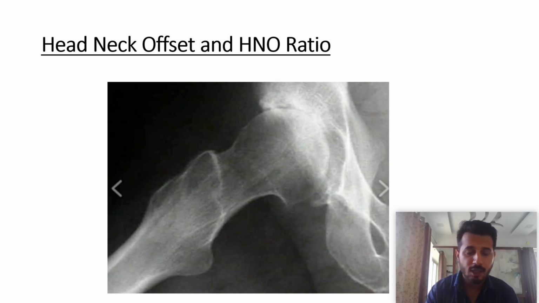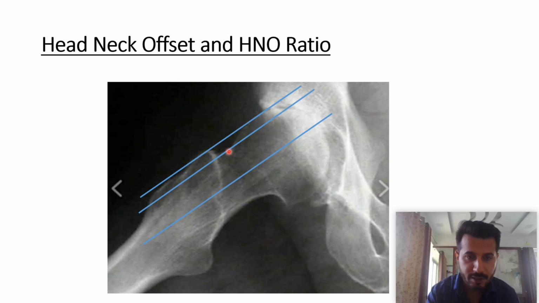Now for the head neck offset and the head neck offset ratio, I'll draw line number 1, which is again bisecting the neck and the center of the femoral head. Line number 2 is drawn tangentially to the anterior most part of the neck, and line number 3 is drawn tangentially to the anterior most part of the head. The distance between line 2 and line 3 gives us the head neck offset, which normally is equal to or more than 10 mm. If it is less than 10 mm, it indicates the possibility of CAM type of FAI.